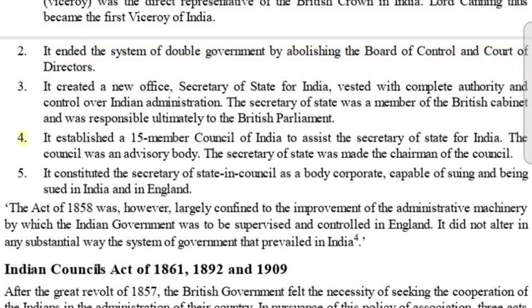3. It created a new office, Secretary of State for India, vested with complete authority and control over Indian administration. The Secretary of State was a member of the British Cabinet and was responsible ultimately to the British Parliament. 4. It established a 15-member Council of India to assist the Secretary of State for India. The Council was an advisory body. The Secretary of State was made the chairman of the Council. 5. It constituted the Secretary of State and Council as a body corporate, capable of suing and being sued in India and in England.